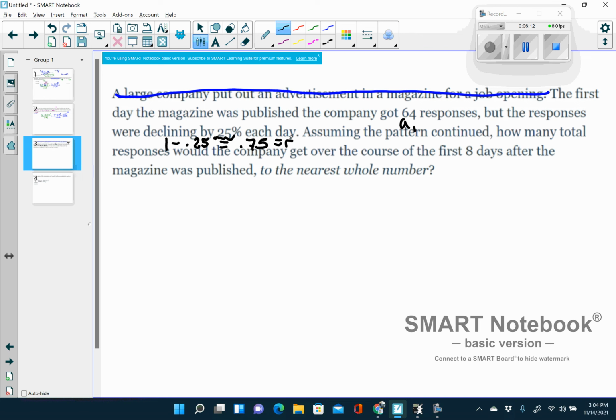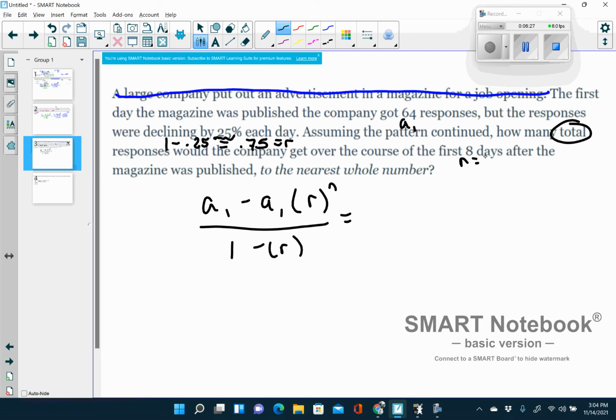And then if we keep reading, how many total responses, key indication that you have to use the formula A1 minus A1 times R to the n power all over 1 minus R. So now I'm going to just plug in some numbers, and in this case our n is equal to 8. So our A1 is 64, so 64 minus 64 times, inside the parentheses, I'm going to have 0.75 because a dollar minus 25 cents. And our n is to the 8th power. We're doing this 8 times minus 1 minus 0.75.